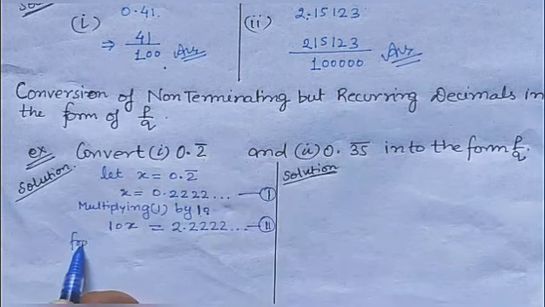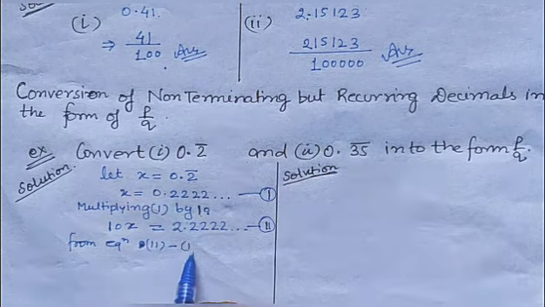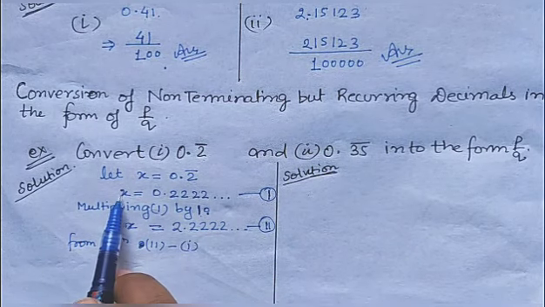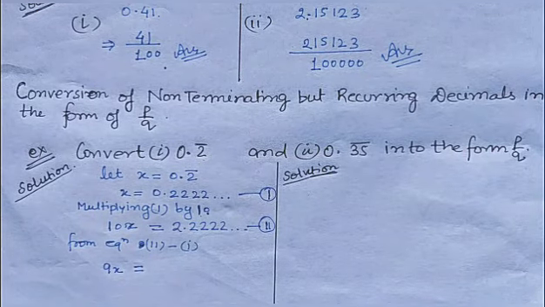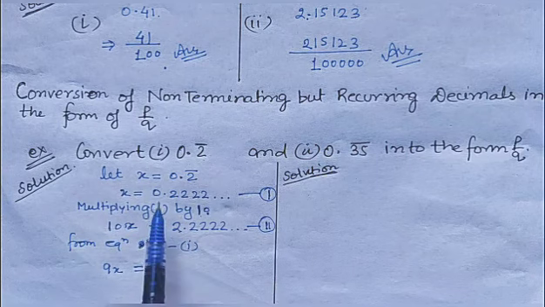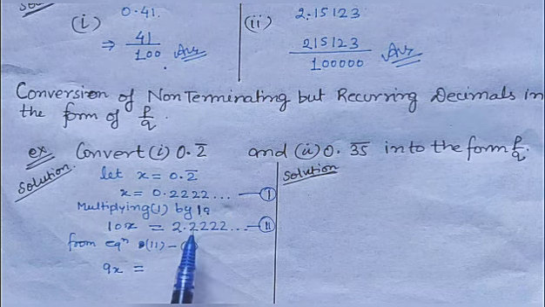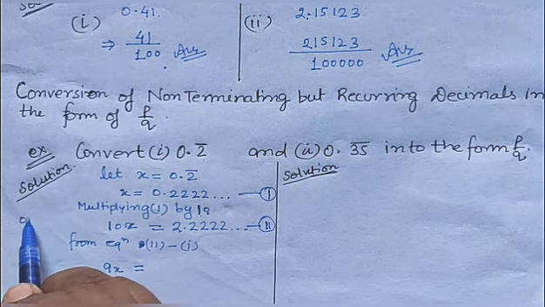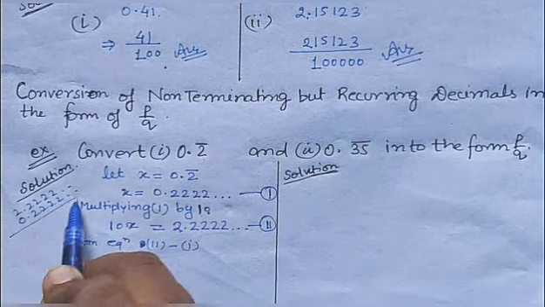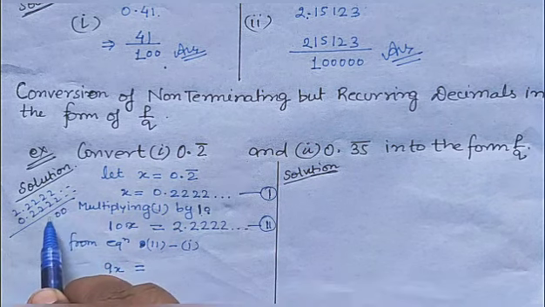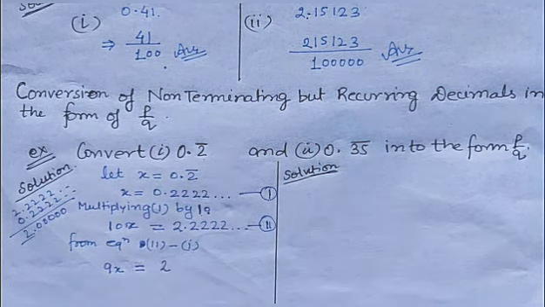So from equation second minus equation first, you will get 10x minus x, it will be 9x. In the right hand side, see, 0.2222 and this one is 2.2222 and so on. So if you subtract it, all the digits to the right of the decimal point become 0 and this will be 2, so only 2 will be left here.